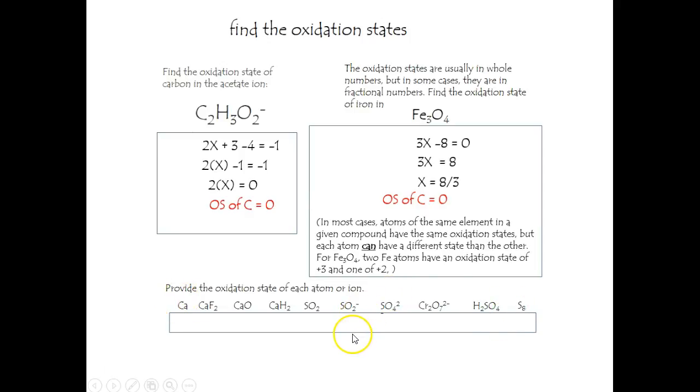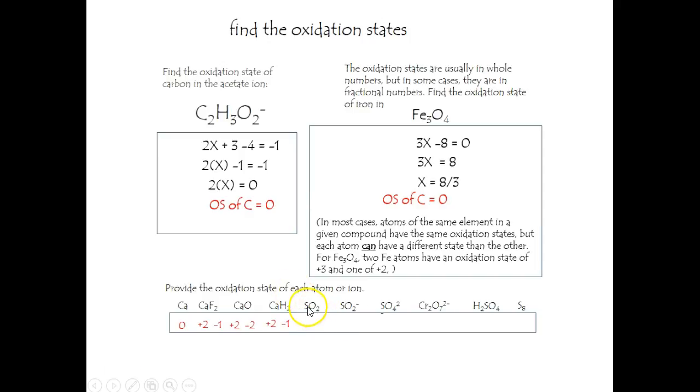Find the oxidation state of each atom or ion. Calcium is alone, so it's a metal, not an ion, therefore it's 0. Calcium fluoride, the fluorides are always minus 1, therefore calcium is plus 2. Calcium oxide, the oxide is minus 2, so the calcium is plus 2. Calcium hydride, and when you say hydride, that means each H is minus 1, therefore calcium is again plus 2.